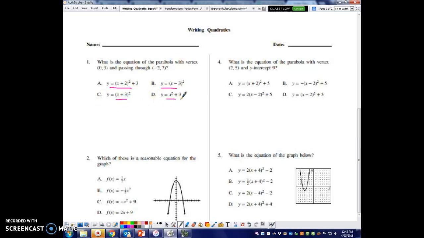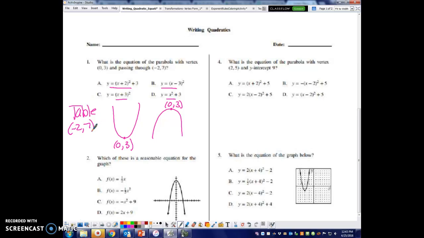Okay, find the one with the vertex. Remember, the vertex is the very lowest or the very highest point, and that vertex needs to be at (0, 3). So one of these. Okay, and then check the table. Check the table and be sure it goes through the point (-2, 7).